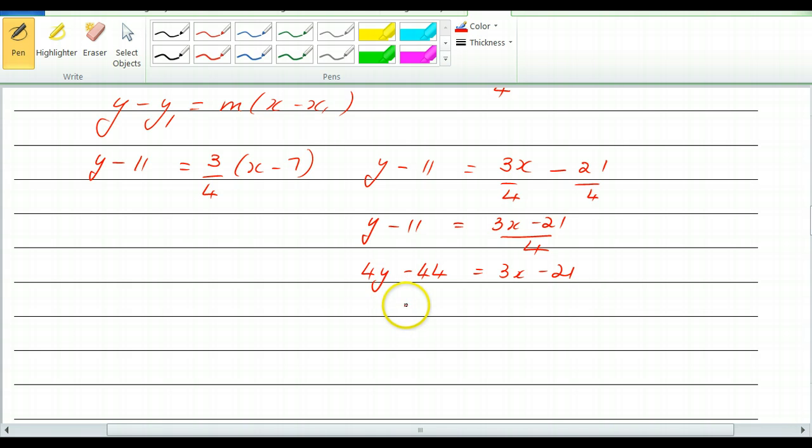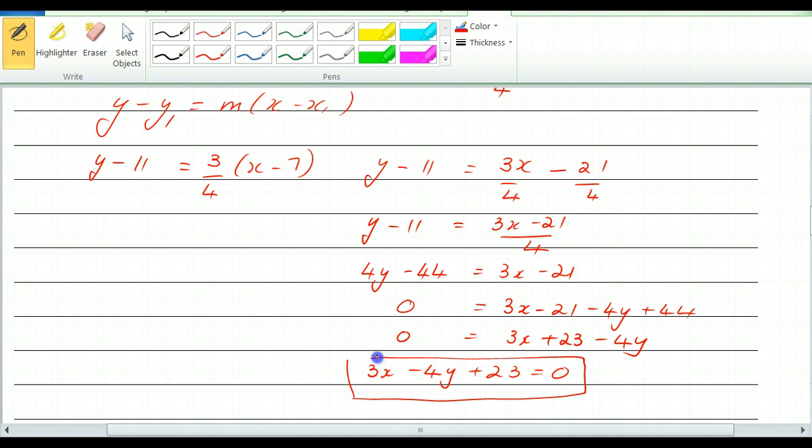And just tidying this up, we'll take all of these numbers and variables over to the right hand side, so we'll get 0 equals 3x minus 21 minus 4y plus 44. So 44 minus 21 is 23, so it'll be plus 23 minus 4y. And rearranging that, you can get 3x minus 4y plus 23 equals 0. So that's the equation of the straight line in one form.